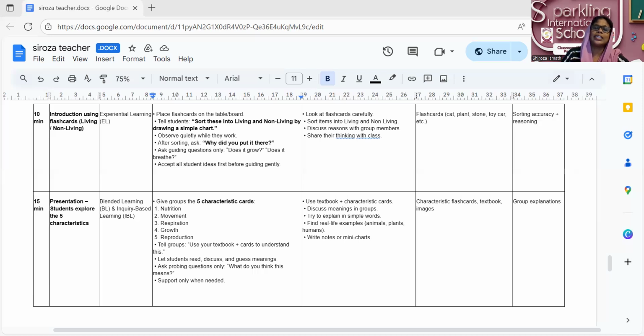and then guide them gently toward the correct understanding. The student role is to look at the flashcards carefully, sort them into living things and non-living things, talk and discuss with their group members and share the reasons, and share their thinking with the whole class. The teaching aids are flashcards, for example cat, plant, stones, toy cars. Assessment: I observe, listen to their reasons, and check their knowledge.